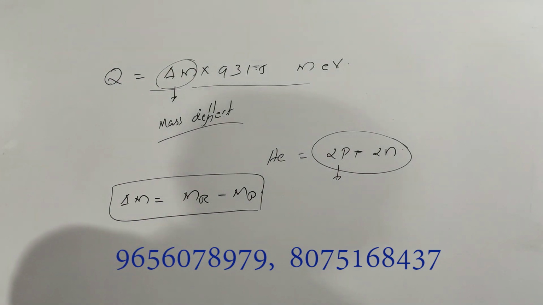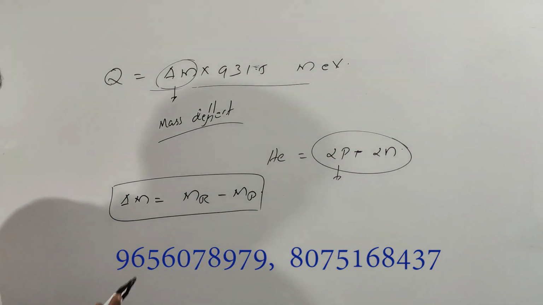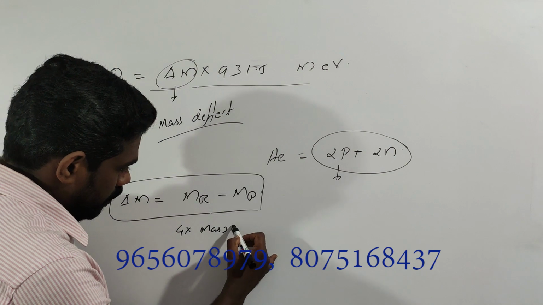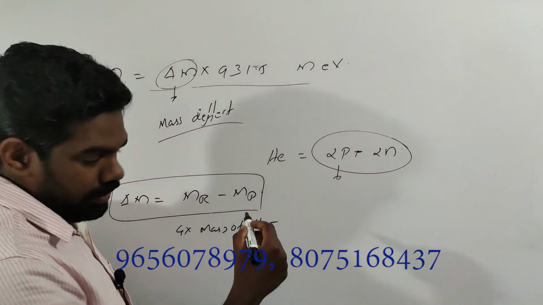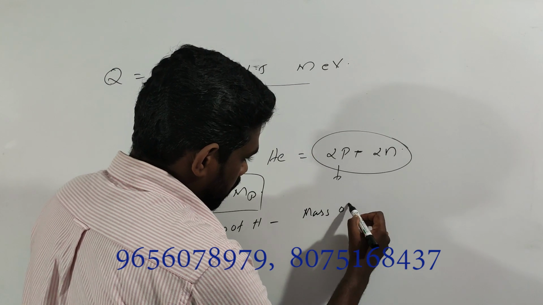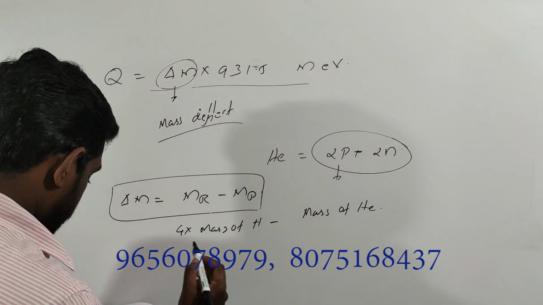Let's see how to solve this. Delta M is the difference in mass of the reactant and mass of the product. So we have for the reactant 4 into mass of hydrogen minus mass of helium nucleus in the product. All the data are given in the question, so just substitute these values.